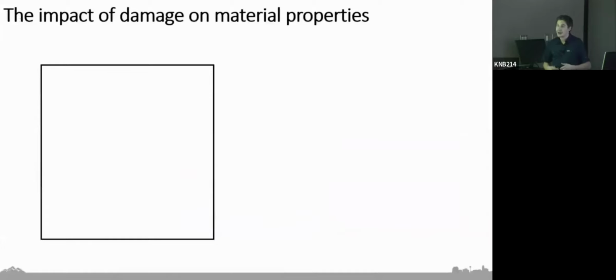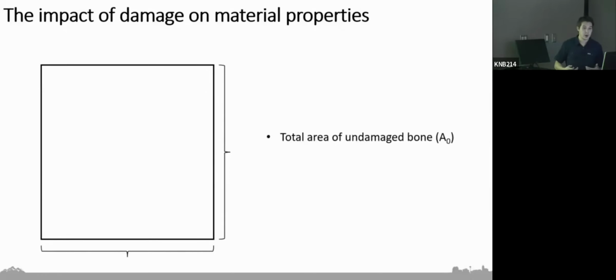And so you can imagine that this damage would probably negatively affect the material properties of bone. So here on the left, we just have what we could imagine being a cross section of bone. It's nice and white. There's no cracks, no voids, so it's completely undamaged. And what we do is we take the area of this cross section of undamaged bone, and we get this total area of undamaged bone.